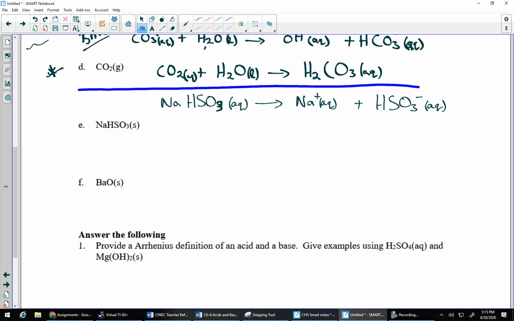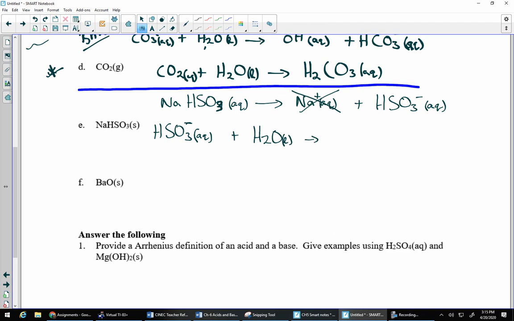So sodium being in group 1, I'm just going to totally ditch sodium. So let's go through and check this out. It's going to be my HSO3 with a negative charge, aqueous. And of course, we're going to react that with water, so H2O liquid. So let's see. It does have an H in it, right?